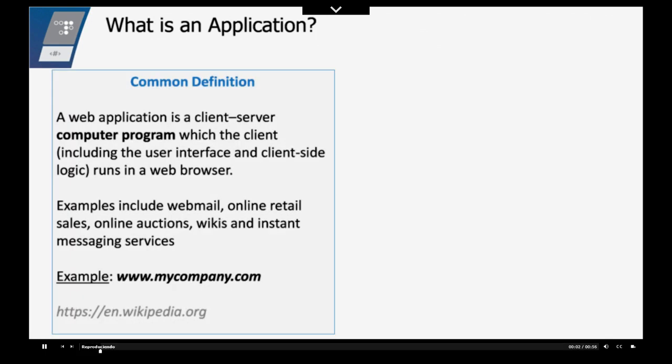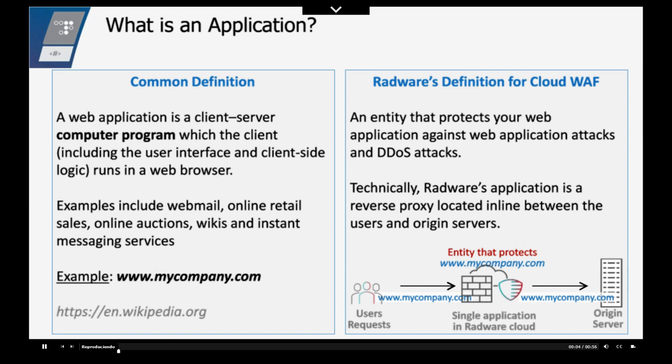For security purposes, Radware has its own definition of an application, which is not the same as the common definition. When using the term web application, users usually refer to a client-server computer program, which the client, including the user interface and client-side logic, runs in a web browser. Examples of web applications are webmail, online retail sales, online auctions, wikis, and instant messaging services.